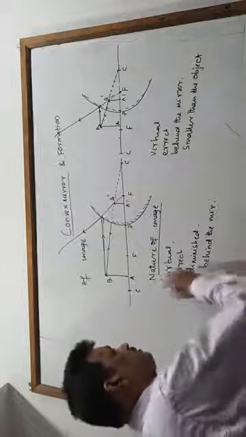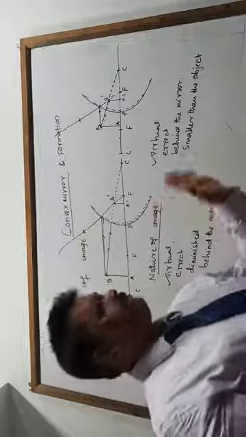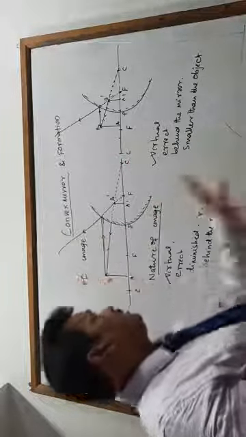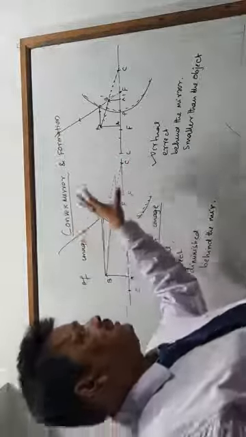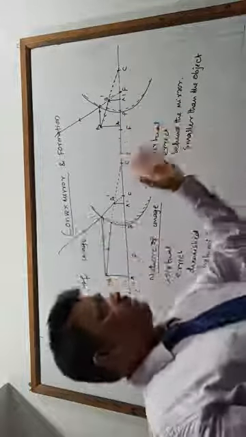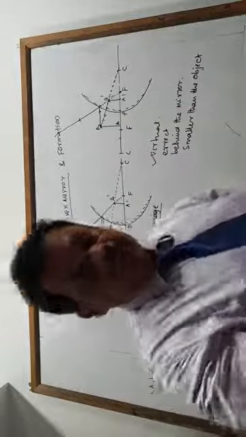Every time it is virtual. There is no real image in the convex mirror. So basically it is used as the mirror of a vehicle to see the object coming from behind. Okay.